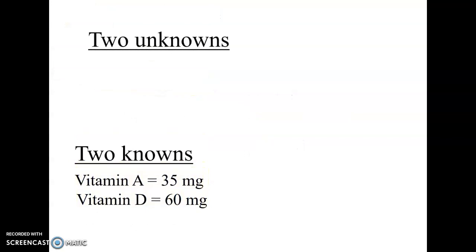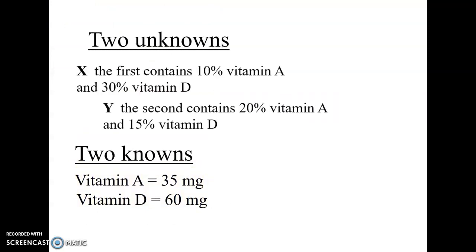So once I write down what I know, then I start looking at the unknowns. And what do I know about the unknowns? So X contains 10% vitamin A and 30% vitamin D, and Y contains 20% vitamin A and 15% vitamin D.